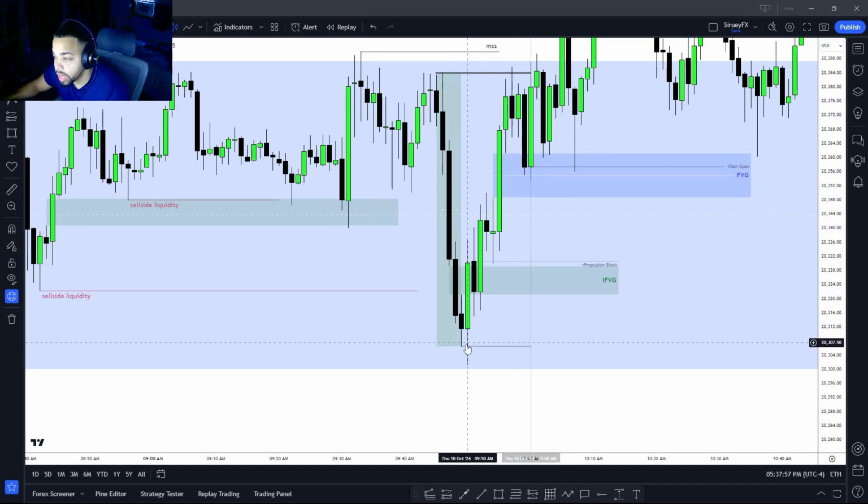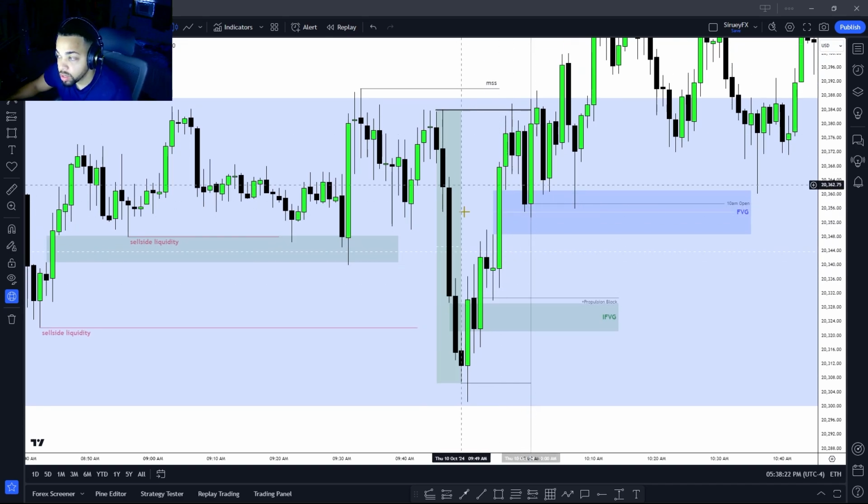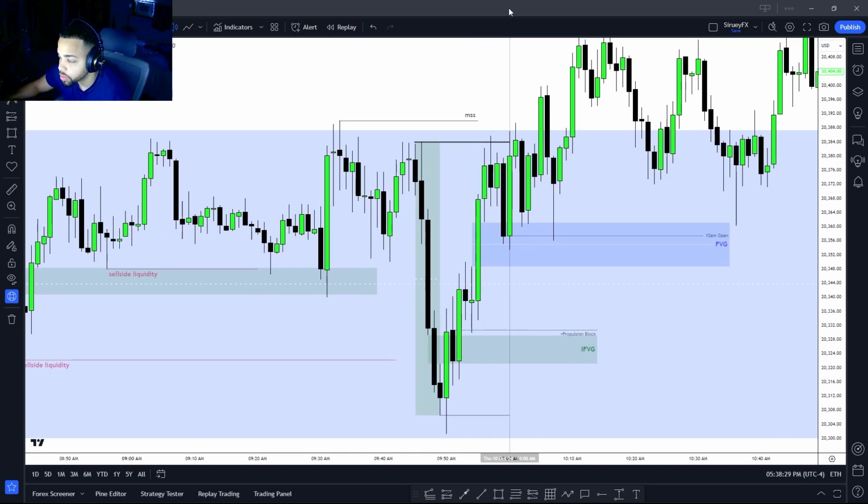So they come, take out this low, go higher. They form a propulsion block, which is an order block that's on top of another order block. So this order block was formed here. This is the order block that sits on top of this order block. This is our propulsion block. Propulsion blocks that are formed inside of an inverse fair value gap are high probability because it's like a pause before them doing the propulsion higher. Okay, so we took this long here and we just had faith that price is going to continue higher.